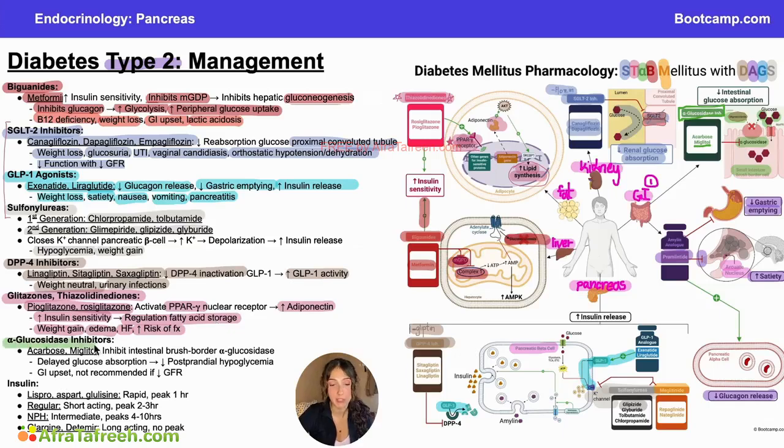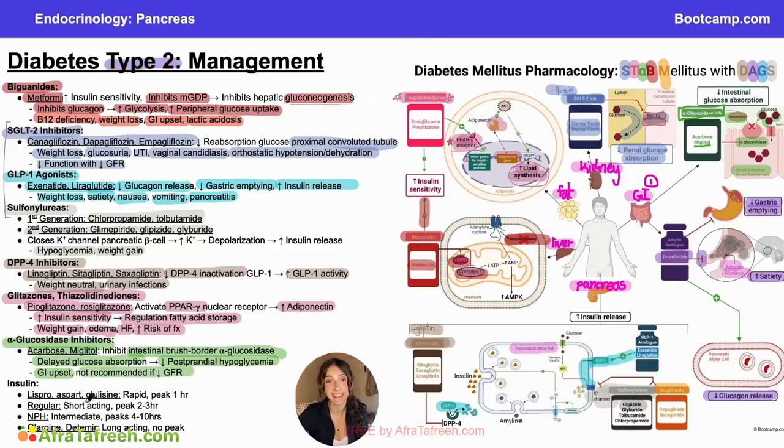The next group of drugs is our alpha glucosidase inhibitors. Remember, these are going to be drugs that are working at the intestinal brush border to inhibit the enzyme alpha glucosidase. Alpha glucosidase, once inhibited, is going to delay glucose absorption, which leads to less postprandial hyperglycemia. So you're not getting that flood of glucose all at the same time. Examples of these are acarbose or miglitol. They can be associated with GI upset. They're not really recommended if the GFR is low because these drugs are renally excreted.